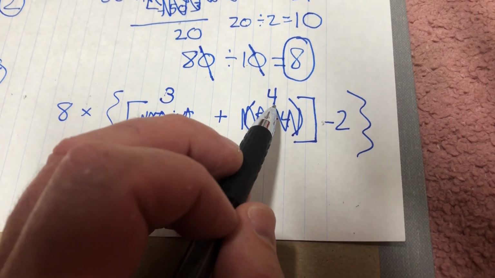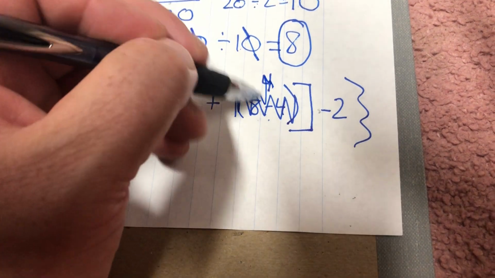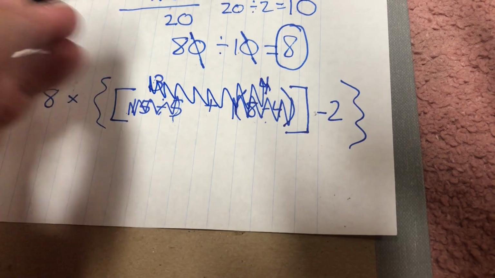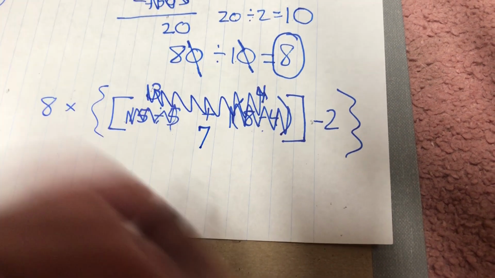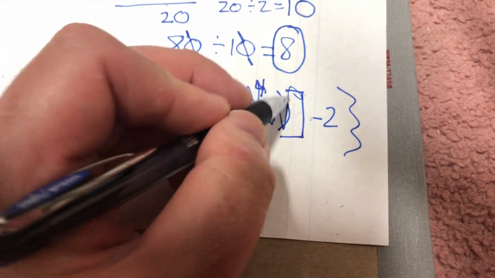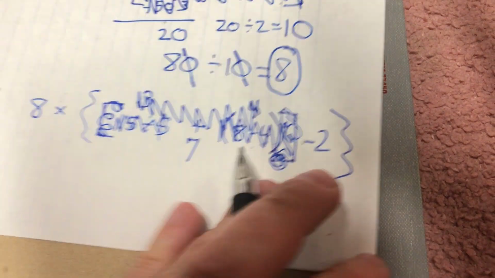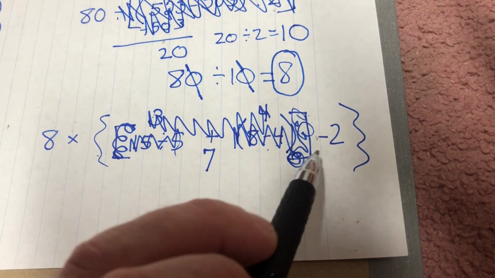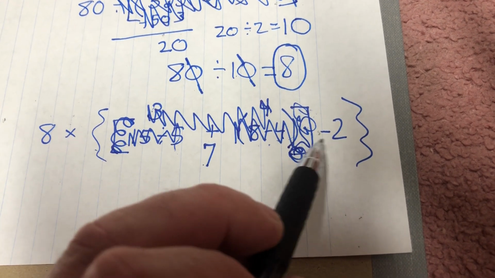All right, so then to clear out the brackets, I have 3 plus 4. 3 plus 4 is 7. So I'm going to go ahead and cross this off, and that whole thing is going to become 7. That now has eliminated these brackets. But I'm still going out here to the squiggly lines. And I still have 7 minus 2.